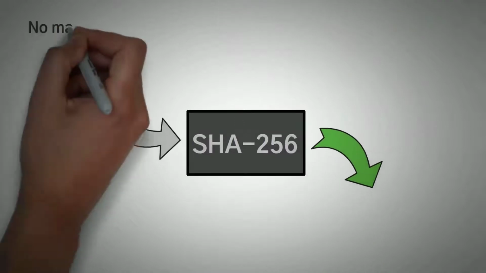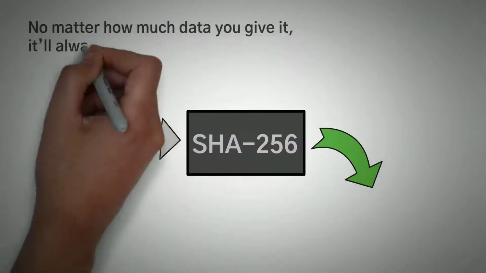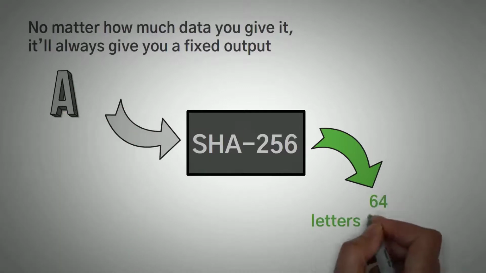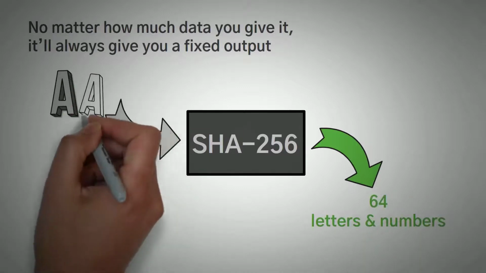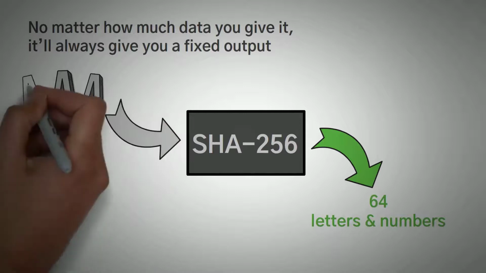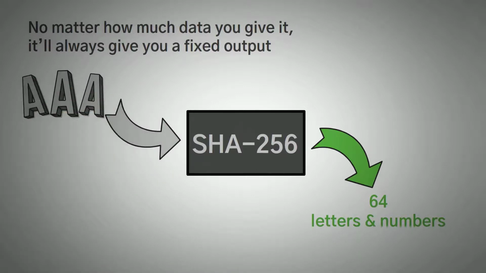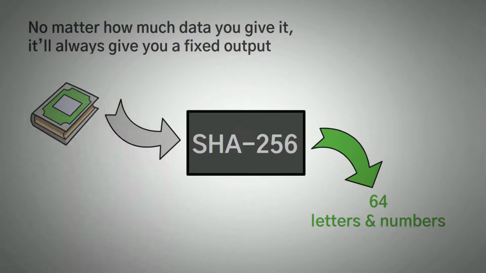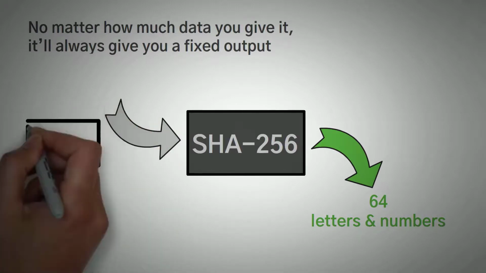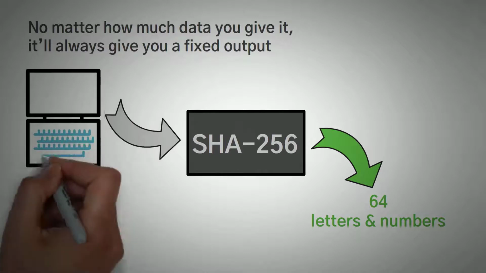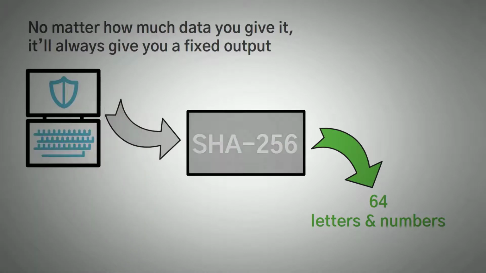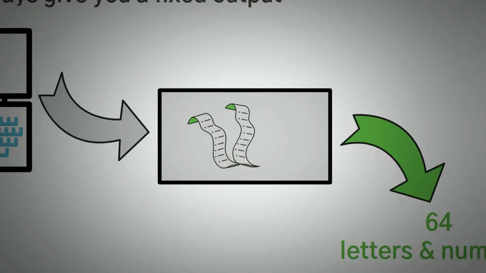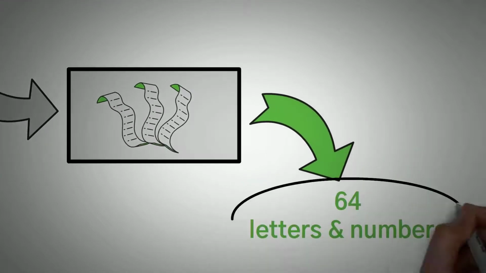Number 2, no matter how much data you give it, it'll always give you a fixed output. So if you give it an A, it'll give you 64 numbers and letters. If you give it AA, it'll give you 64 numbers and letters. If you give it the entire encyclopedia, it'll give you 64 numbers and letters. And lastly, if you gave it my social security number, it'll still give you 64 numbers and letters. The black box is magical in this sense that if you give it a letter or a million letters, it'll always output 64 numbers and letters.